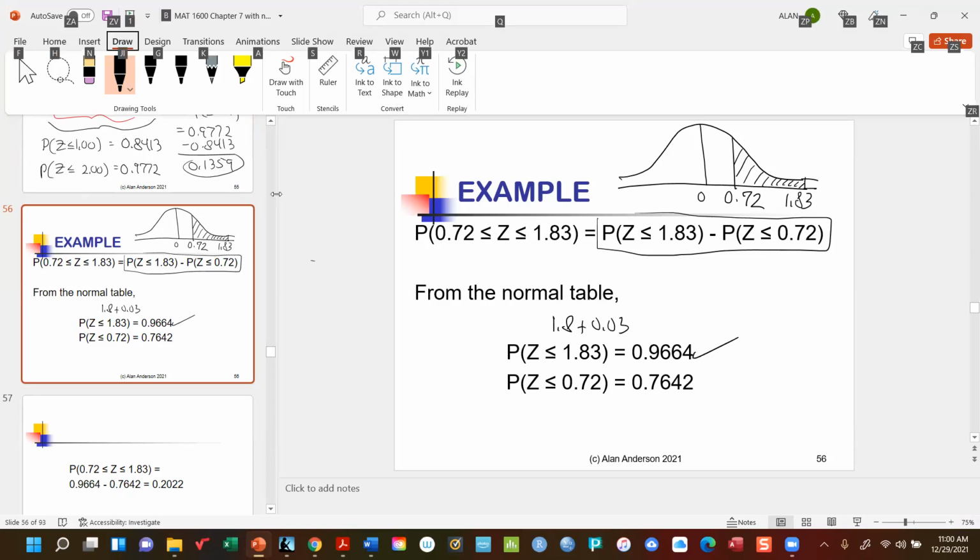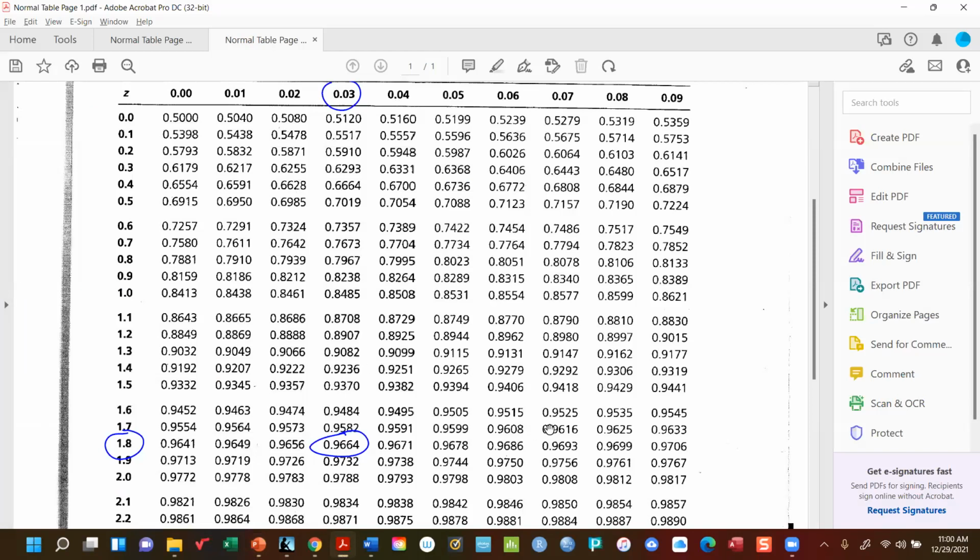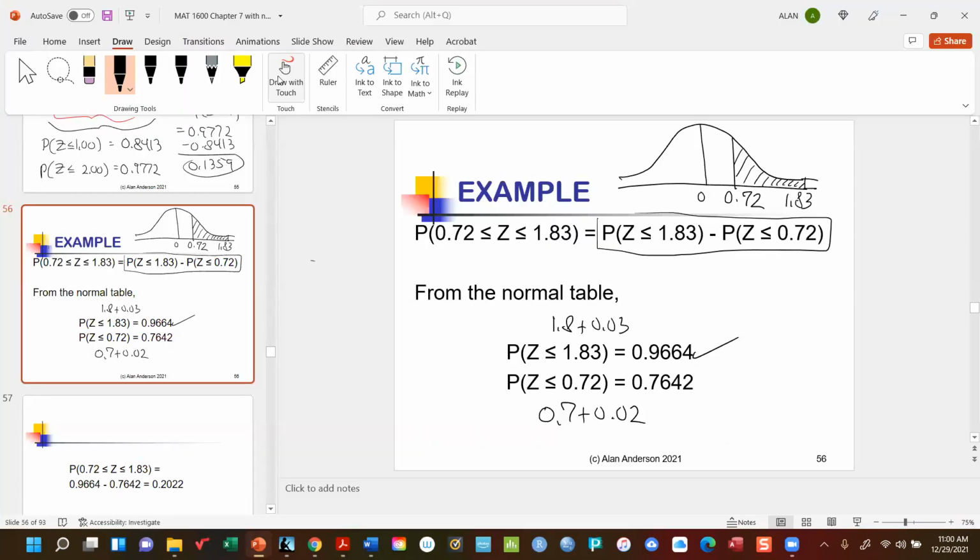And the 0.72, of course, we can find as 0.7 plus 0.02. Let's go back and find that one. 0.7 combined with 0.02 is 0.7642, yes. So now when we subtract these, we'll get the answer we're looking for, which turns out to be 0.2022. And we're done. That's all we had to do.